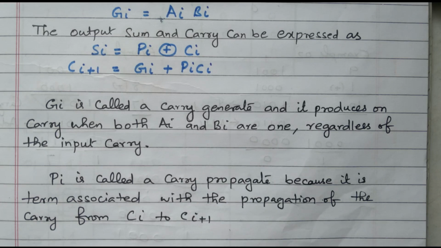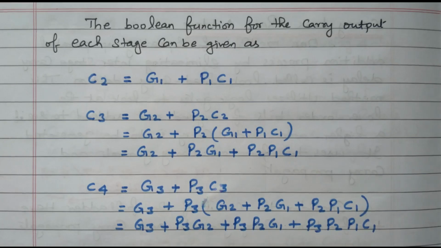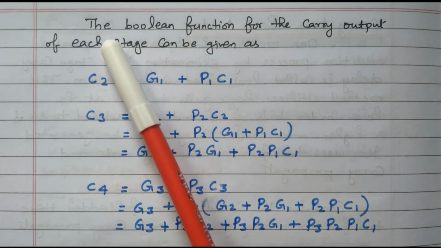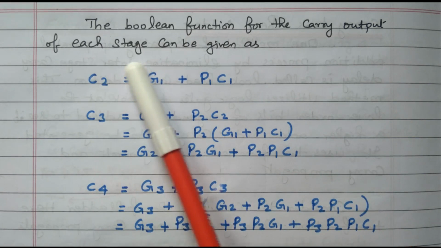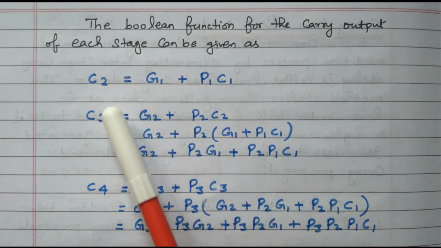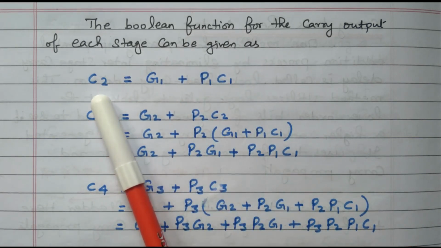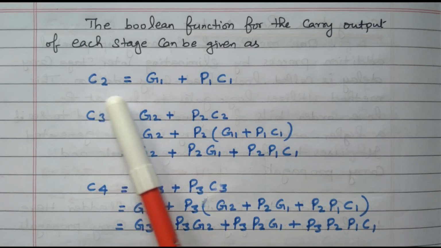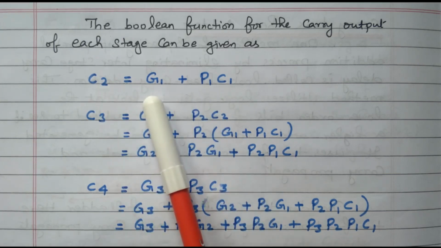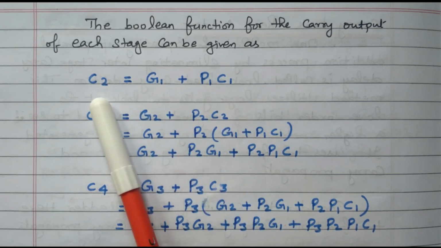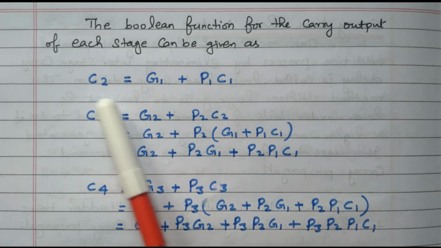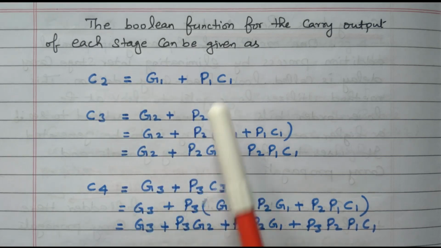Now, we will see the expression, how we are generating the carry. Now, we will see the Boolean function. The Boolean function for the carry output of each stage can be given as Ci plus 1 is Gi plus Pi Ci. From that, C2 is nothing but G1 plus P1 C1. We already have the expression, right. C2 will be generated from G1 plus P1 C1.